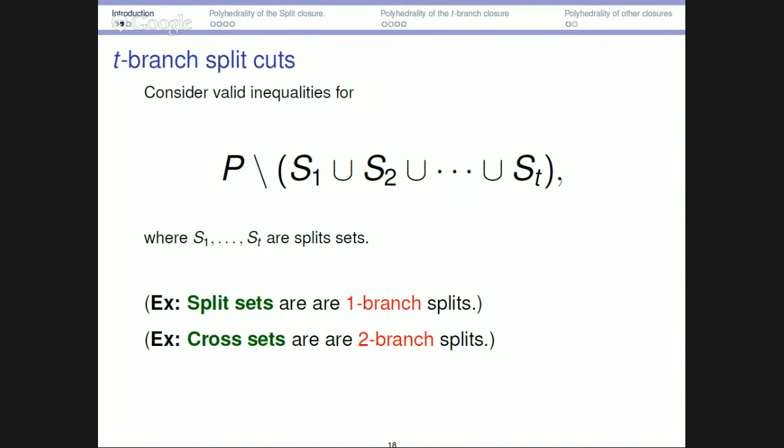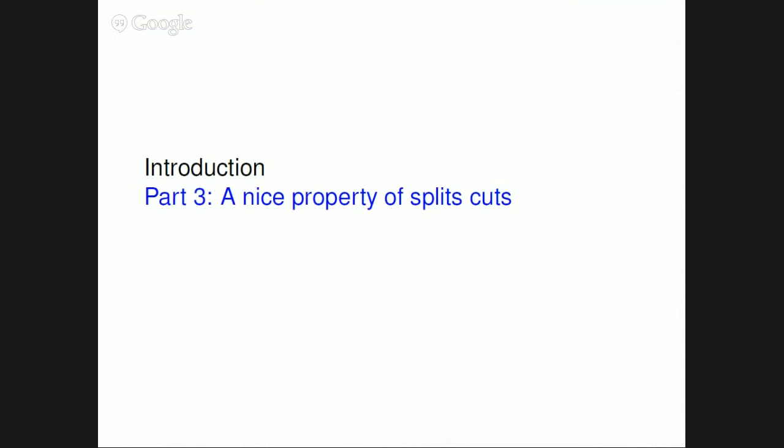A further generalization: instead of removing just two, you fix a number t and remove t splits. And we call these t-branch split cuts. For t equals 1, these are split cuts, and for t equals 2, cross cuts. So we will study this kind of cutting planes in this talk.